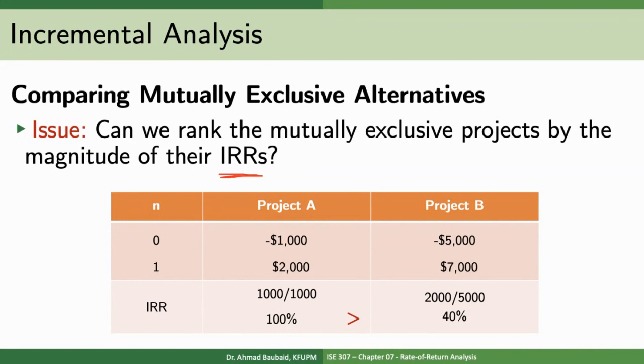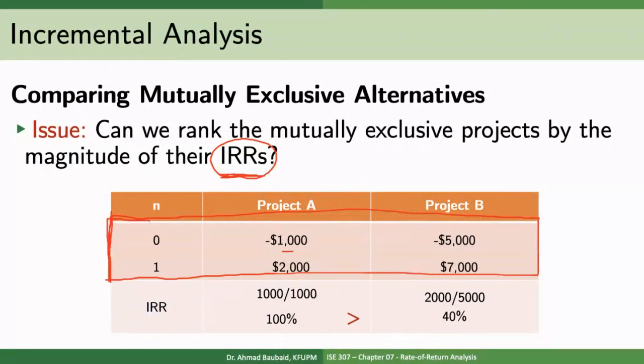Now, there is actually an issue here, and the issue is highlighted by this example. The question being posed is, can I rank the projects based on the magnitude of their IRR values? What does that mean? Well, assume I have these two investments here, these two cash flows, A and B. These are very simple cash flows, as simple as you can get. So at time 0, you make an investment, and then you get a return at time 1, and same thing for B, but with different amounts.